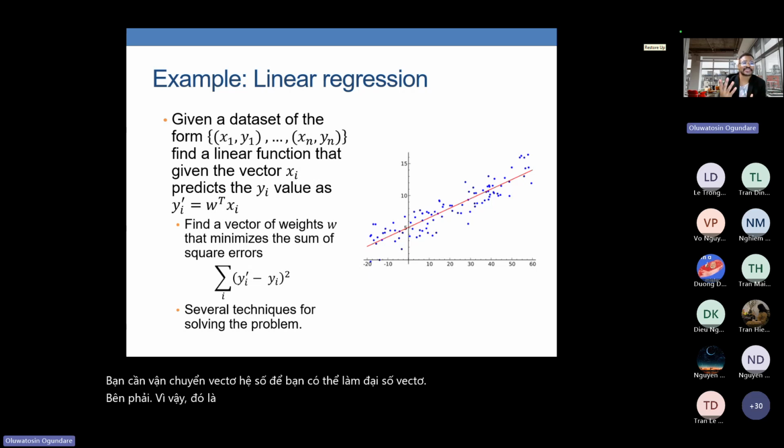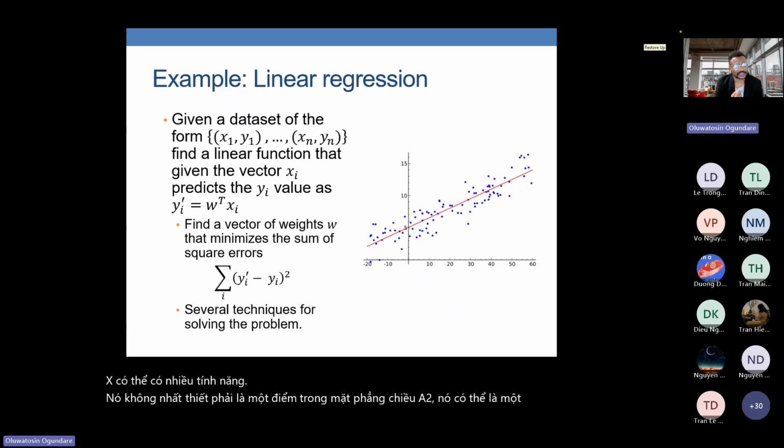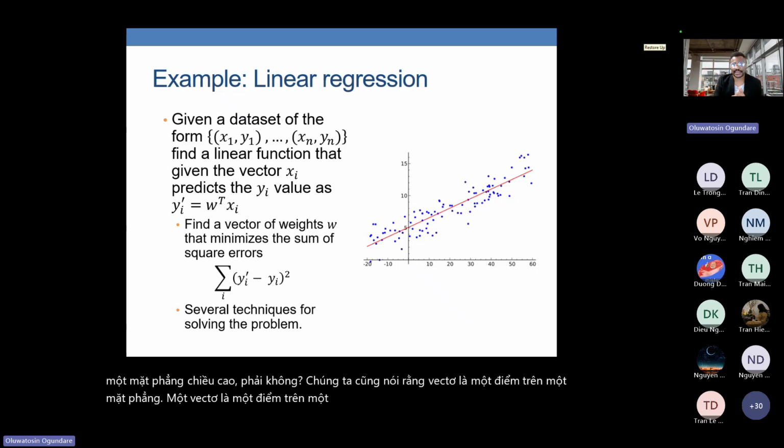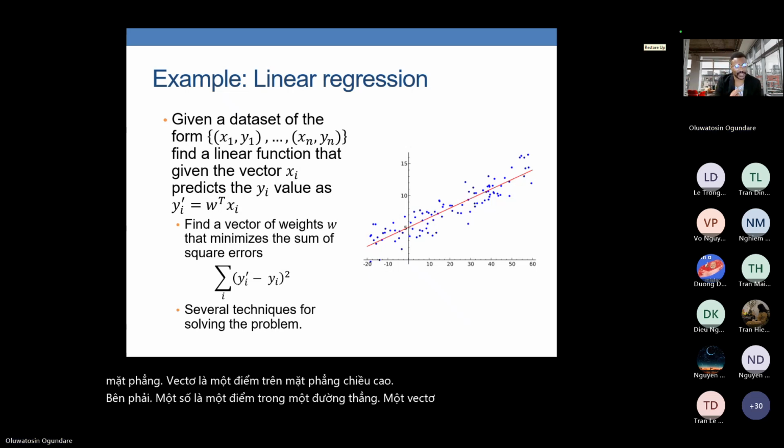But you can generalize this to any dimension, right? X could have many features. It doesn't have to be a point on a two-dimensional plane. It could be a point on a high-dimensional plane, right? We also said that a vector is a point on a plane. A number is a point on a line. A vector is a point on a high-dimensional plane, right?